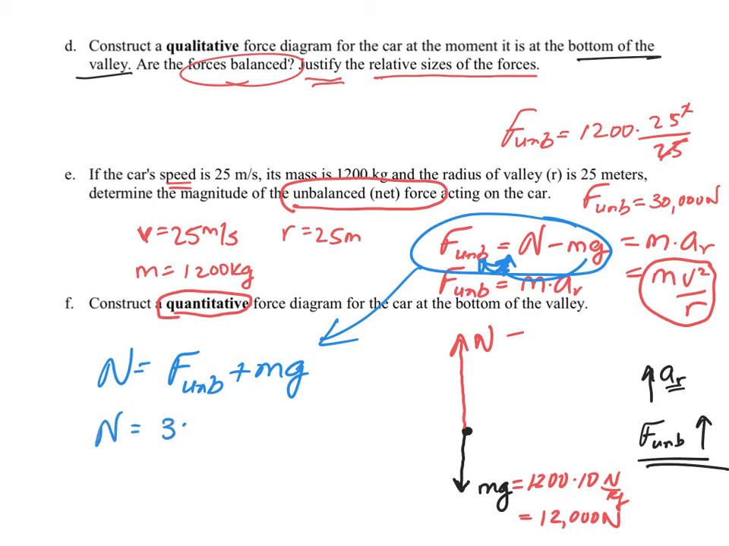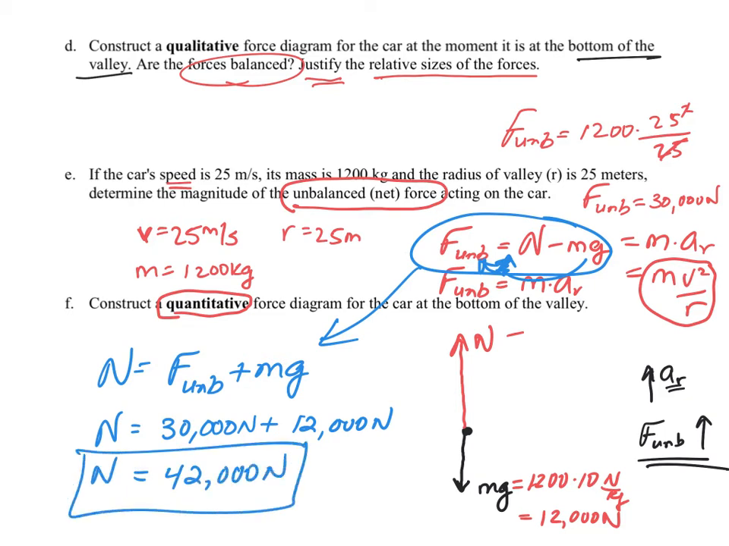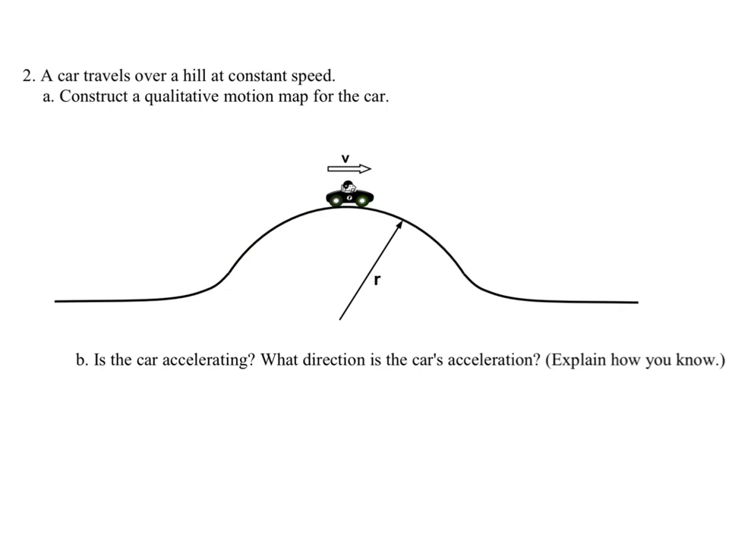The unbalanced force is 30,000 newtons. mg is 12,000 newtons. The normal force is 42,000 newtons. So that gives us the difference between the N and the mg is 30,000 newtons, which is exactly what it's supposed to be, right? Based on m, v, the speed squared, and the radius. All right, so that's how you would apply what we've learned in the experiment analysis that we did.